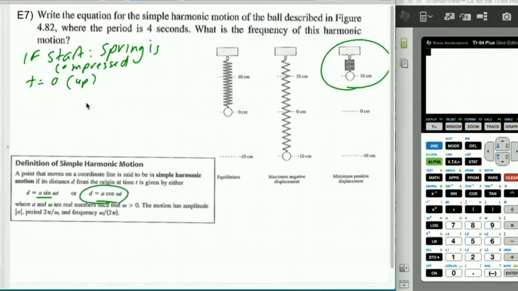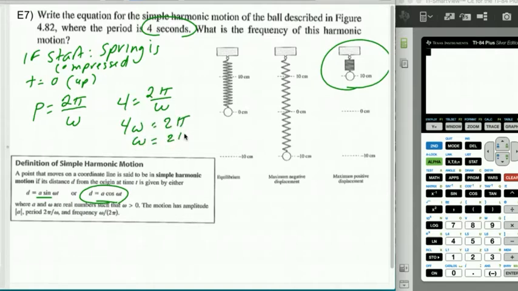I know that the period of this thing is 2 pi over omega, and I was told the period is 4 seconds. So I can solve for omega. 4 equals 2 pi over omega, so 4 omega equals 2 pi. My omega is 2 pi over 4, or pi over 2. So now I know omega. I already know that the amplitude of this thing is 10. We already talked about that.